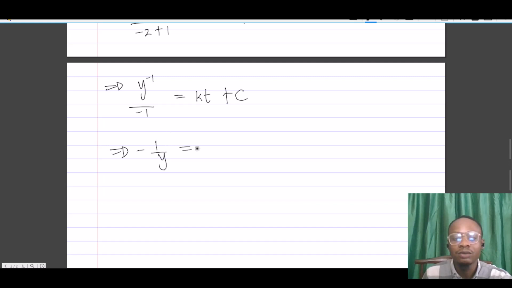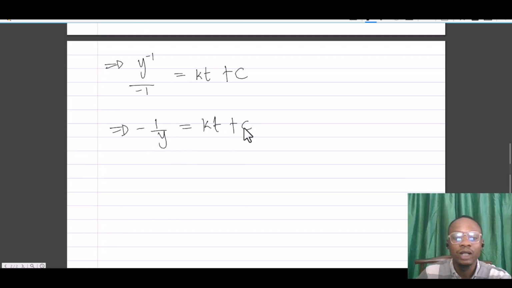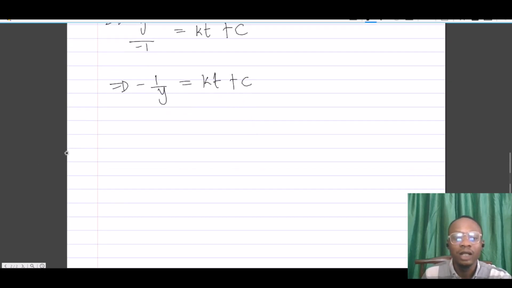So this is equal to kt plus c. So that is what we have for the relationship between y and t. And if you decide to make this the subject of the formula, when you multiply through by minus, this is going to be 1 over y. We'll multiply through by minus, if you like. This is going to be 1 over y equals minus kt.